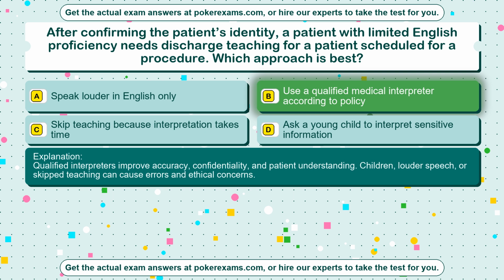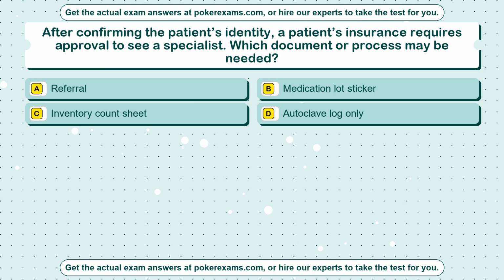Qualified interpreters improve accuracy, confidentiality, and patient understanding. Children, louder speech, or skipped teaching can cause errors and ethical concerns. Question 59. After confirming the patient's identity, a patient's insurance requires approval to see a specialist.